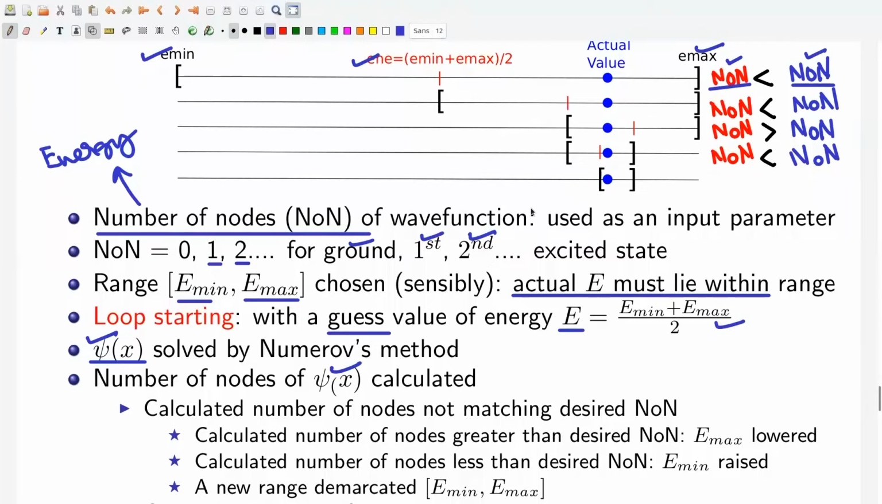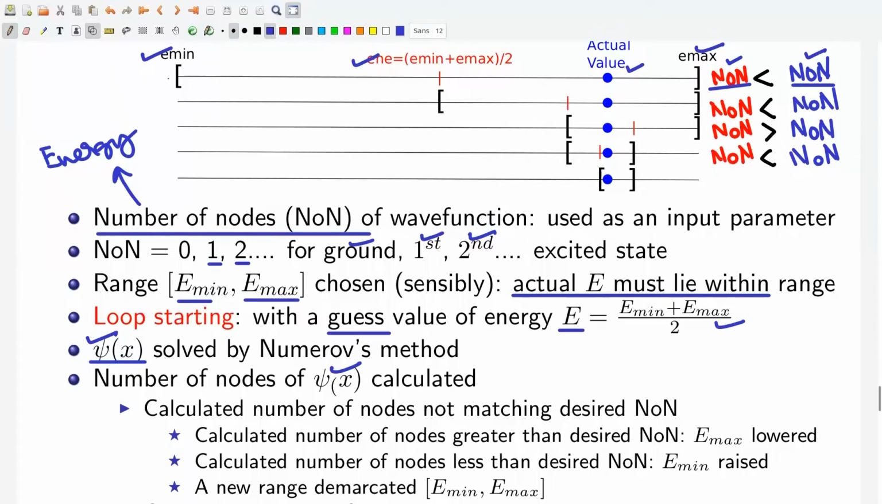In general, they will not be equal. For example, in this case, let's assume that the actual value of energy is given by these blue dots. So you see the guess energy is less than the actual energy. That means the number of nodes that I get from this guess wave function will be less than the actual number of nodes that should be there in the wave function. In this case, I need to increase the energy. So how do I do that?